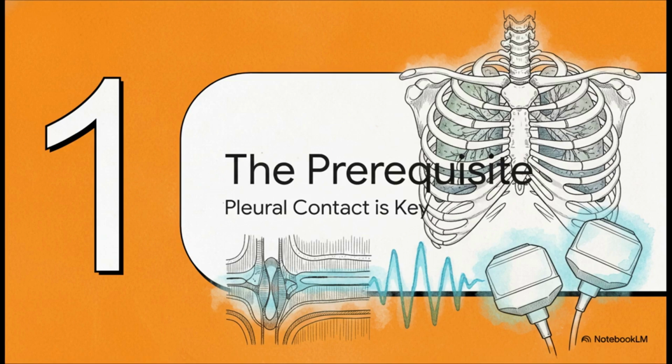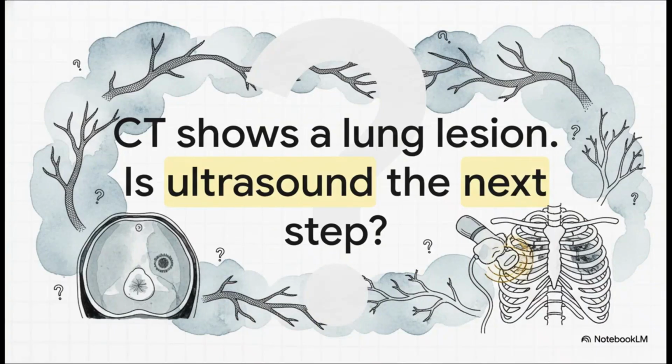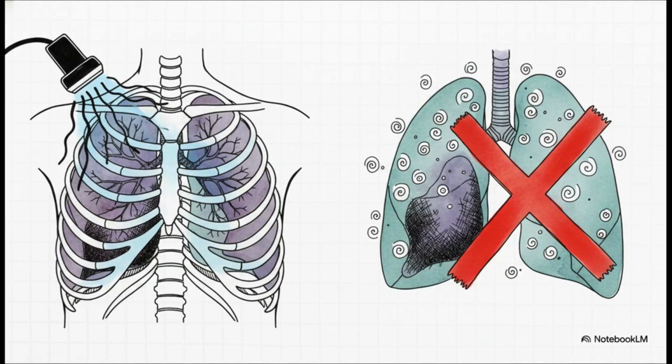Honestly, before you even put a drop of gel on the probe, this one concept is absolutely everything. So, picture this. You get a CT report back that shows a peripheral lung lesion. Your first thought might be, hey, can I just grab the ultrasound and get a better look? Well, the answer is maybe, and it all hinges on one single critical factor. And this is it, the rule of pleural abutment.